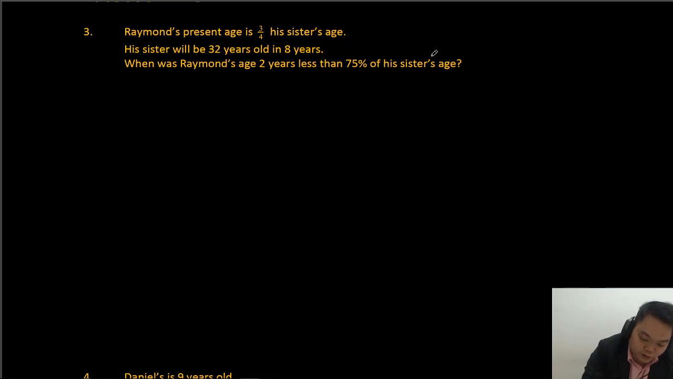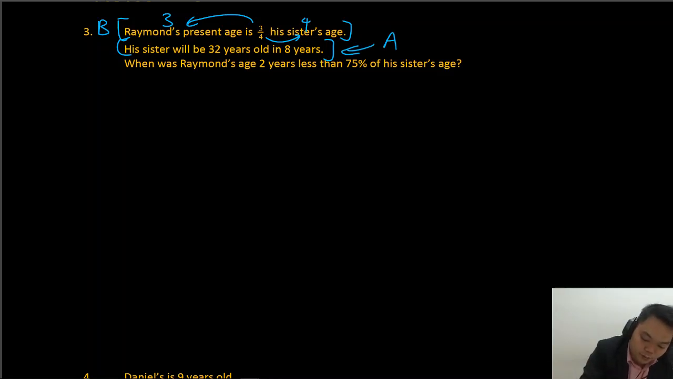Now, Raymond's present age is 3/4 of his sister's age. 3 goes to Raymond, 4 goes to the sister. This was before anything happened. So his sister will be 32 years old in 8 years. So this is an after result.